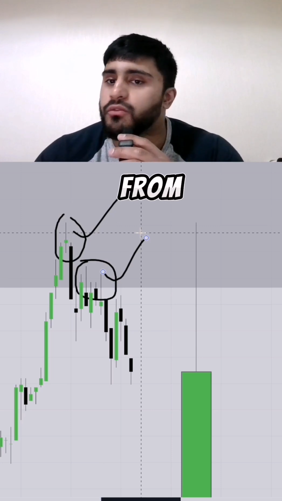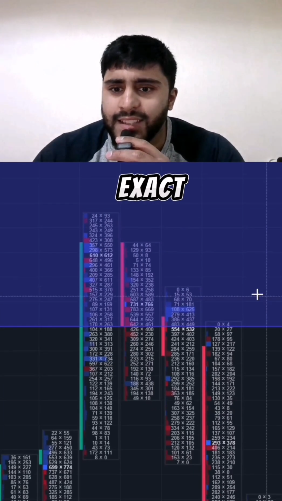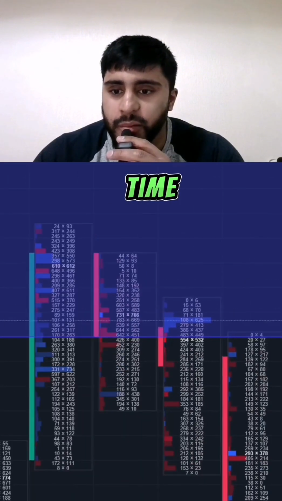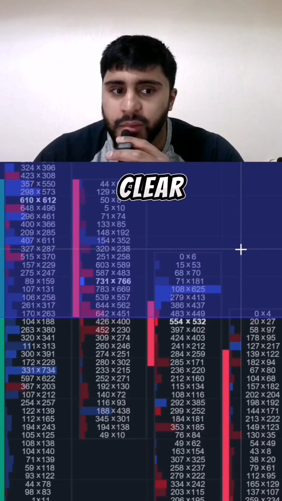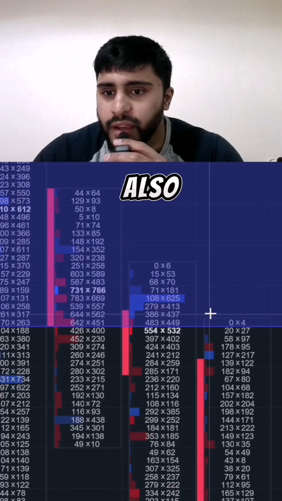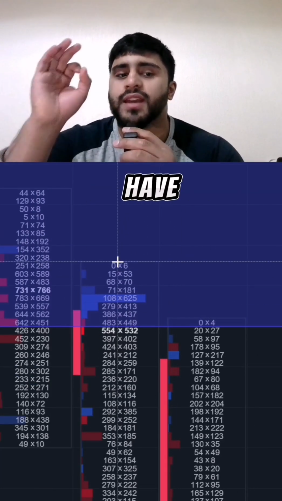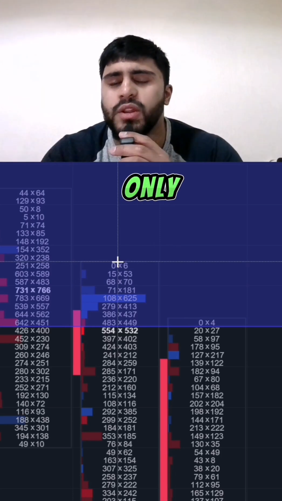Let's break this down from a volume and order flow perspective. So here you can see the exact same price action, but on the 5-minute time frame. Now, on the 5-minute time frame, it's very, very clear because we have some aggressive sellers coming into the area, and we also have some aggressive sellers over here. I want you to pay attention to this area where we have 625 for only 108.